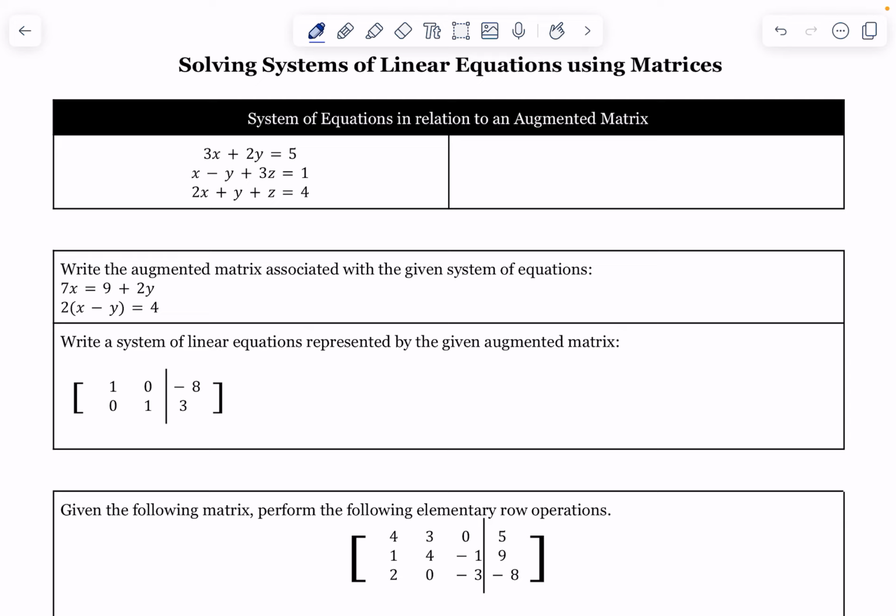This topic is new for a lot of people. A lot of people haven't seen matrices, so be patient with me as I explain, and then be patient with yourself too as you try to figure it out.